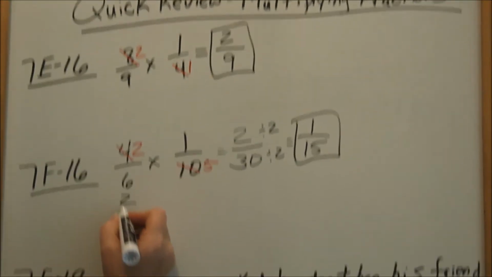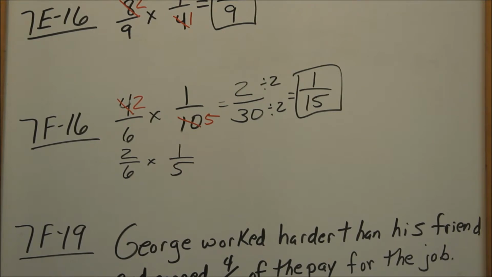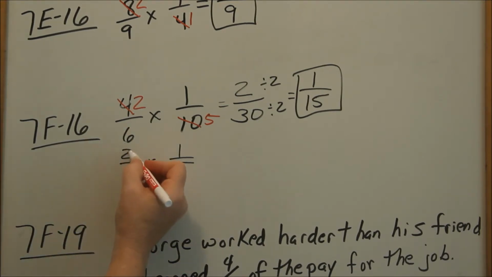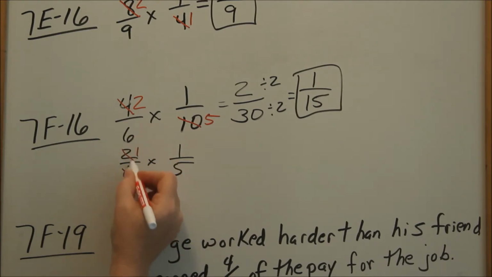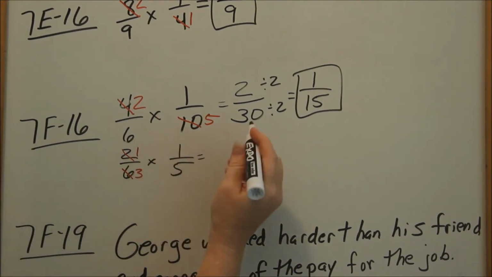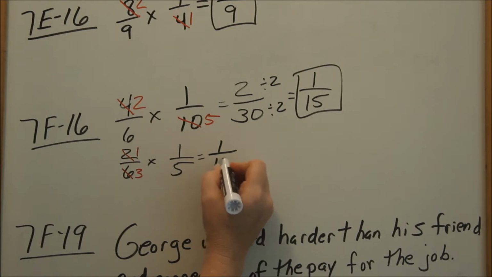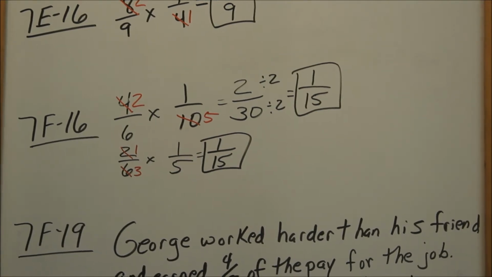If this was 2/6 times 1/5, then I could have reduced 2 and 6, because I can only do it from numerator to denominator. So I can reduce both of these by 2. 2 divided by 2, 1. 6 divided by 2, 3. Now when you multiply straight across, then you will get 1 times 1, 1. 3 times 5, 15. You get the same answer. So if you don't reduce all the way in the problem, you just have to reduce at the end.